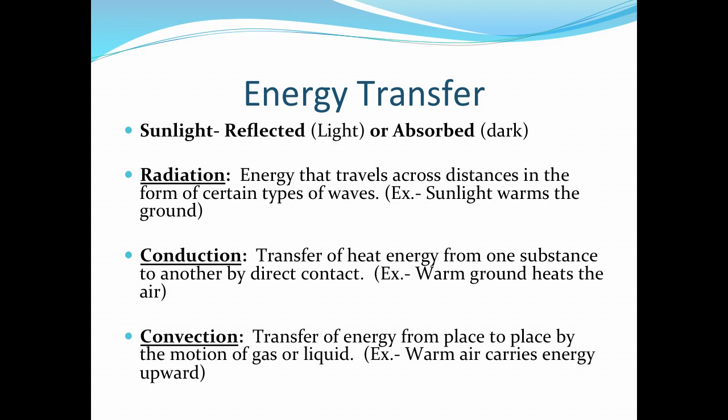Energy transfer. Sunlight is reflected whenever it hits a light-colored surface, and it is absorbed when it hits a dark-colored surface. So, let's say during the summertime, you go to Walmart, and whenever you get out of the car, the parking lot is really warm. Well, think about what color the parking lot is. Yeah, it's black. It's a very dark surface. So the sun's energy is going to be absorbed and it's going to be even hotter.